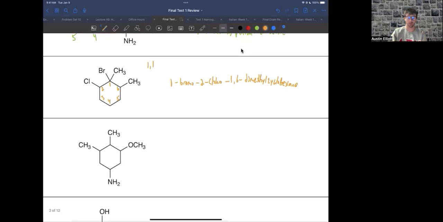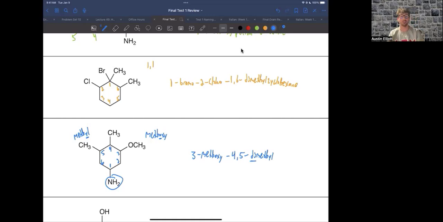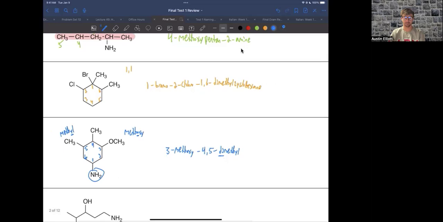Moving on to our next one, we have another ring. So here we also have another functional group. We have our amino group right here, or our amine group. So that's going to be our 1. We need to look at what's the next point of difference. So here we have methyl. Here we have methoxy. So that O comes before that Y. So we're going to go 2, 3, 4, 5, 6. So we're going to have 3 methoxy, 4, 5 dimethyl. And remembering that prefixes don't affect the order. It's based on the parent name of the branch where the name goes in the list.